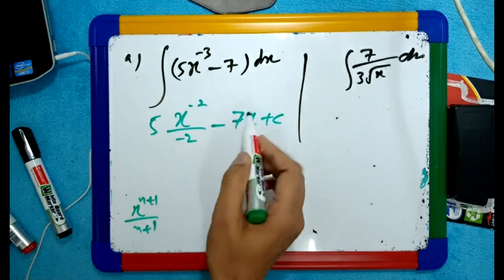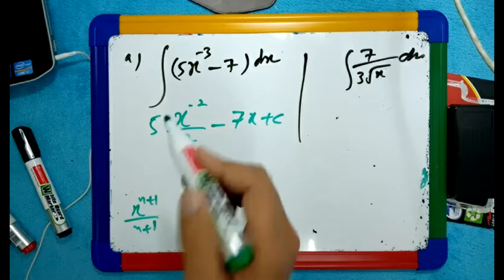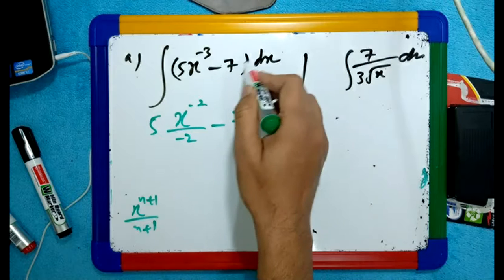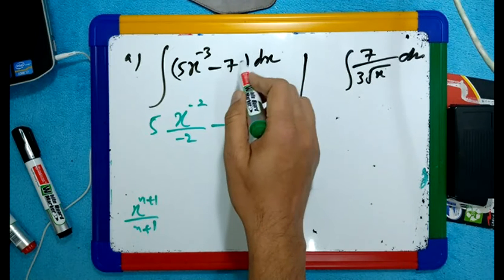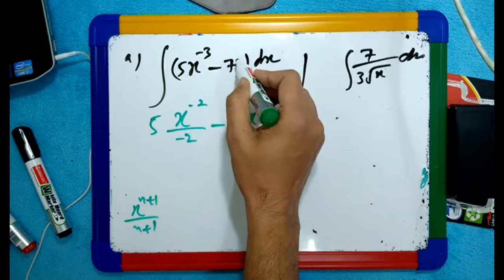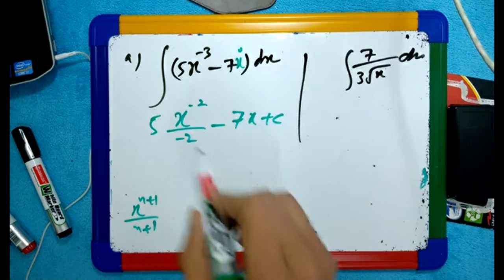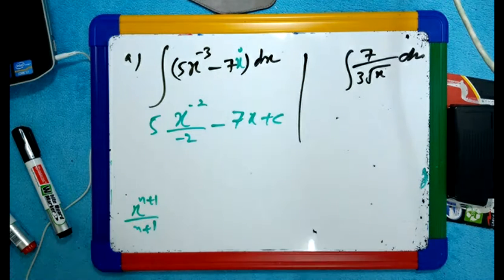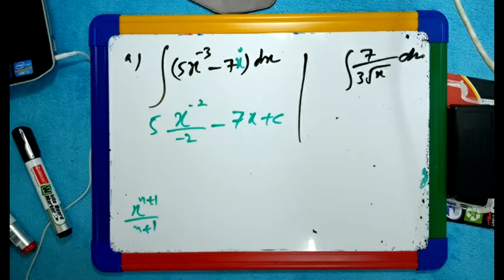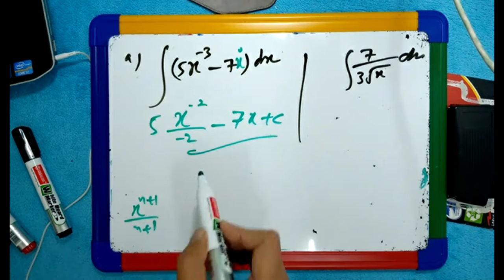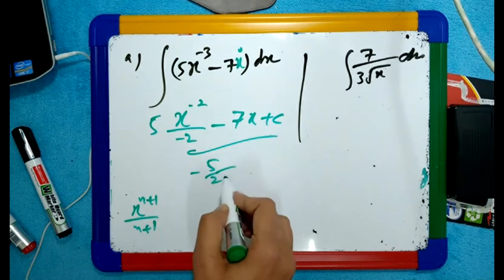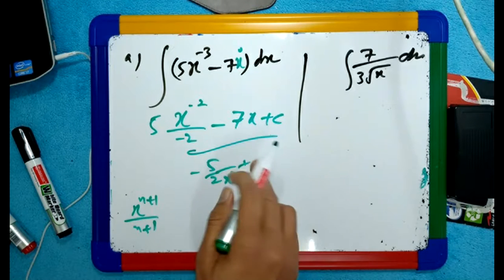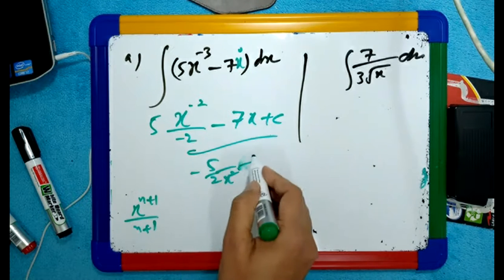Minus 7x plus c, and dx is x. Where did you get x with 7? Because if there is only a number, the x will come. If there is no x, it means x is raised to power 0, so plus 1 divided by 1. So this is the answer, in one step. Maximum what you can do is minus 5 over 2, move x again to the denominator, minus 7x plus c. This is the answer.